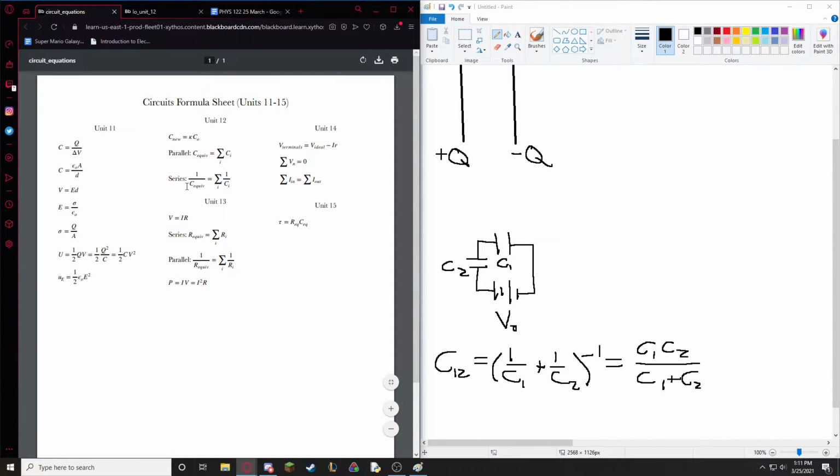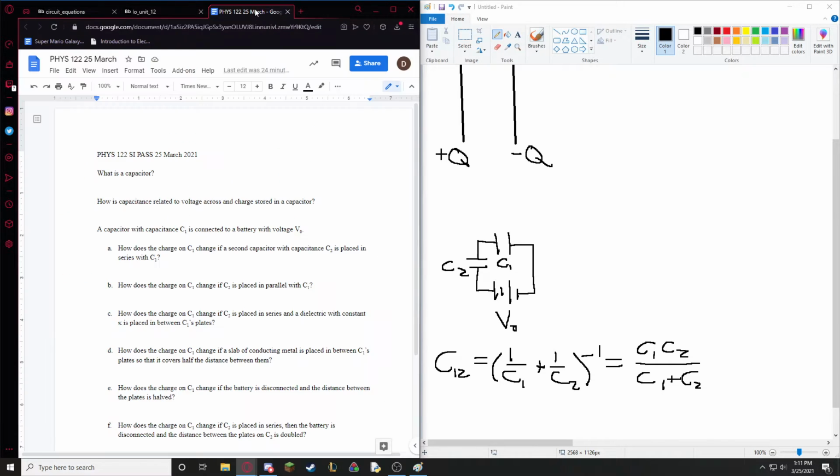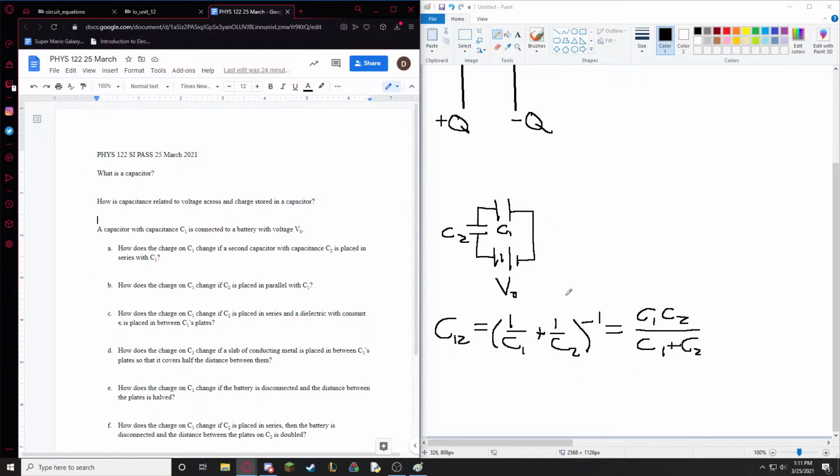Okay, so does he give you that? No, he just gives you the 1 over relation. But that's going to be our new net capacitance. And so what's going to happen to the charge on C1 if C2 is connected?